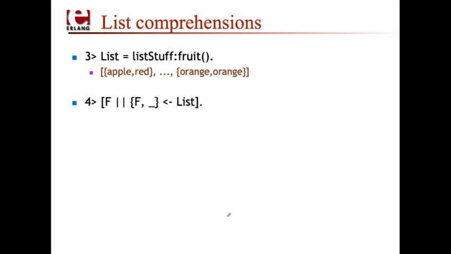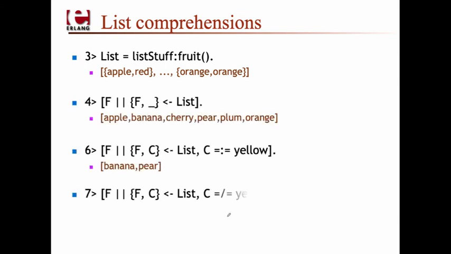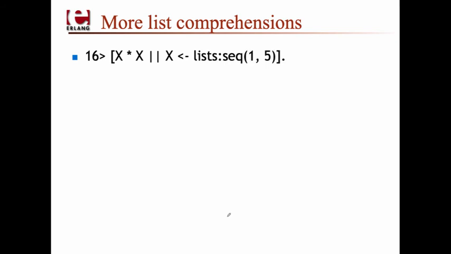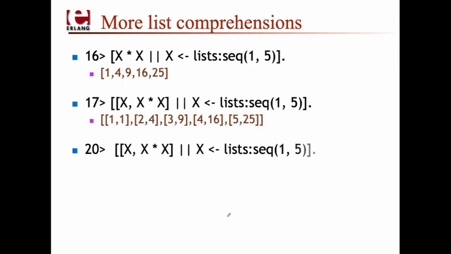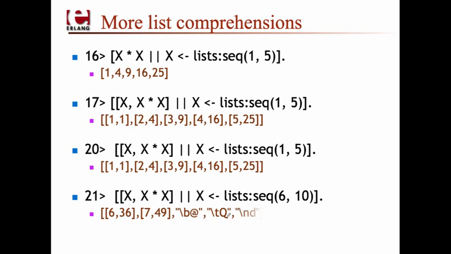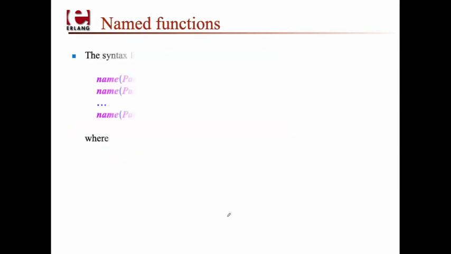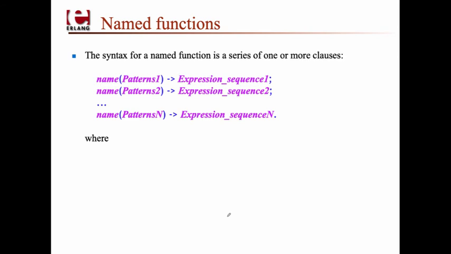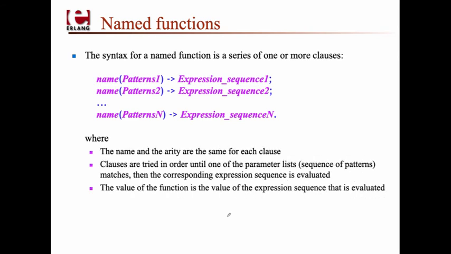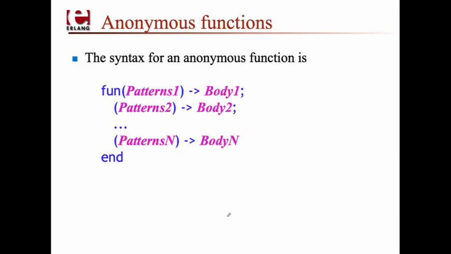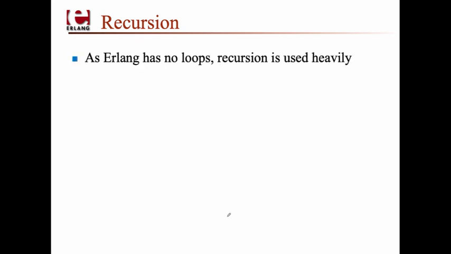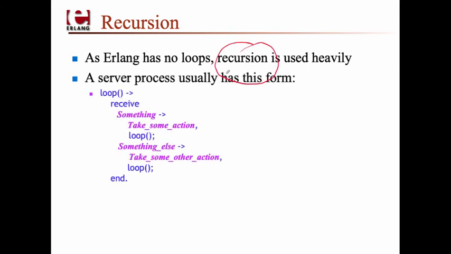But let me go just a little bit farther now. I'm not going to go to all of the detail. So the slides will show you many examples of how to run Erlang code, multiple generators, named functions. So we can define functions using patterns. Okay. We also have anonymous functions with a special syntax, and we use recursion. So this is very similar to the functional programming model we have seen.